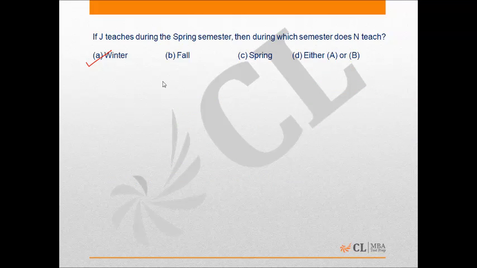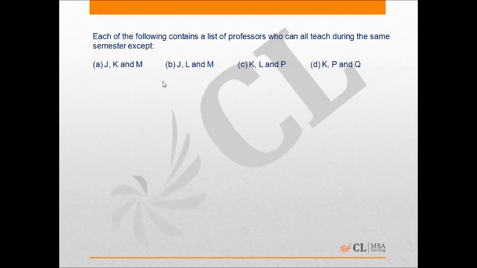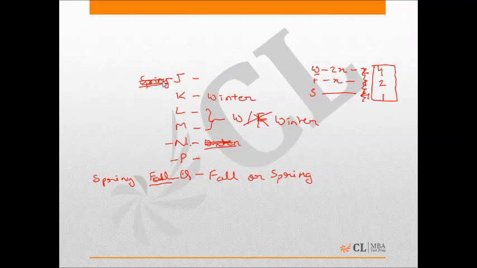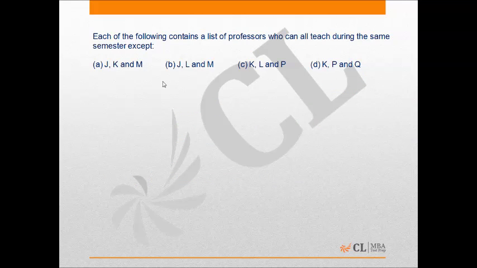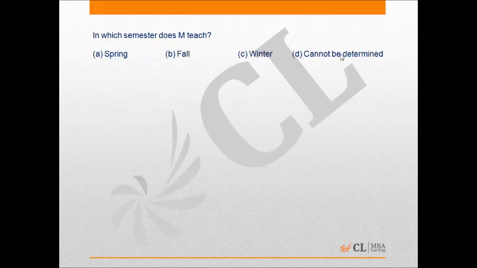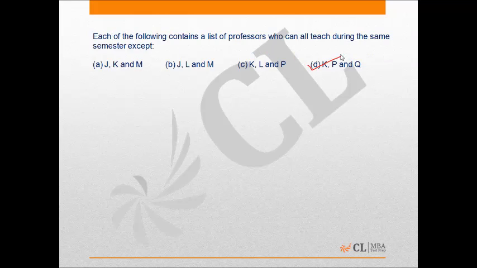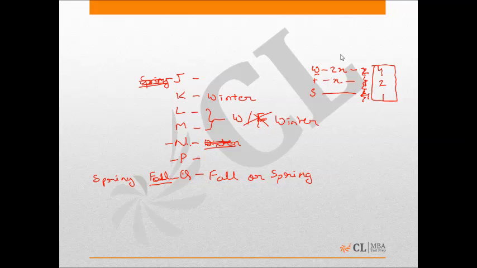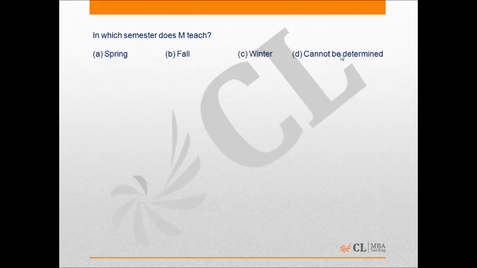Fine. Next, K, P, and Q. K is in winter, and Q is in either fall or spring. We know that Q cannot teach in winter. So this combination is not possible. So the answer is option D. Next, in which semester does M teach? We have already seen that M teaches in winter. So for this the answer is option C, winter.